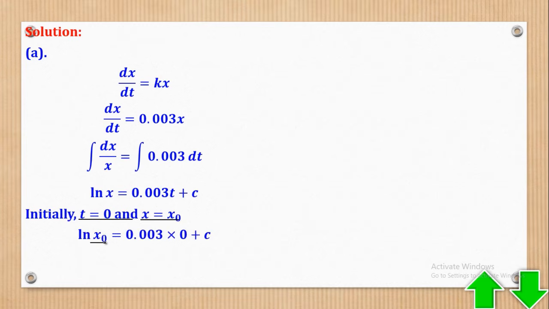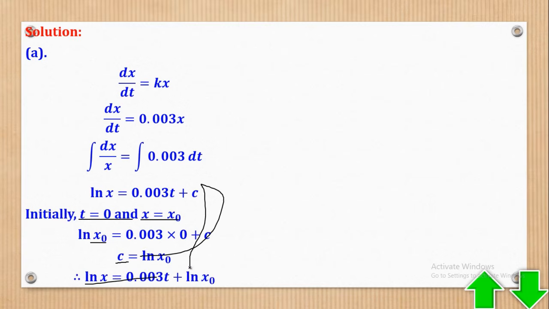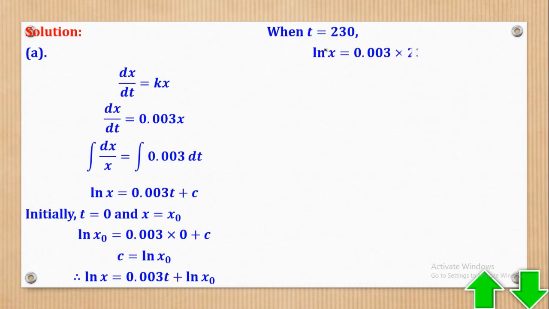Therefore, come and substitute and be able to get the value of c. Therefore, we shall substitute this c here to come up with this equation. Now, when t is equal to 230 minutes, it implies that you will come here and substitute for this value of t here.